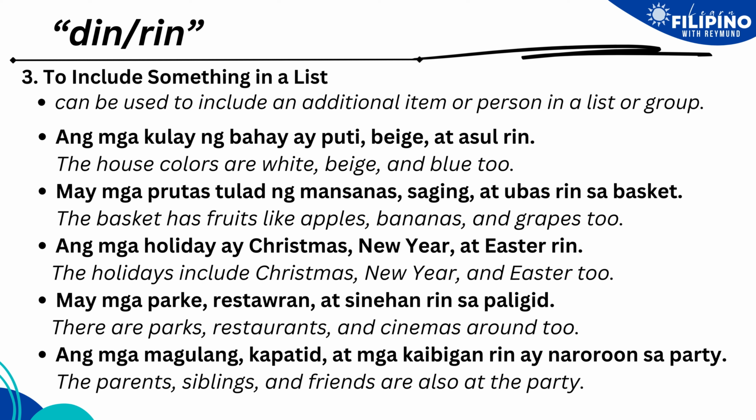May mga prutas tulad ng mansanas, saging, at ubas rin sa basket. So basket, and then fruit is prutas, and then mga prutas makes it plural, fruits. Apple is mansanas, saging is banana, and grapes, that's ubas. May mga prutas tulad ng mansanas, saging, at ubas rin sa basket.